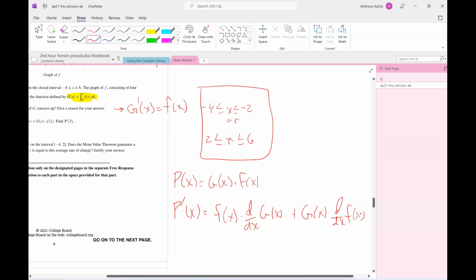Okay. So if I want P prime of x, that's just the derivative of P. So I had to do the product rule there. Right? So note here that the derivative of g of x is just f of x, based on the definition that we looked at before. Right?